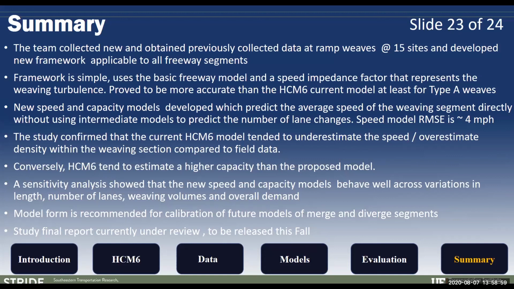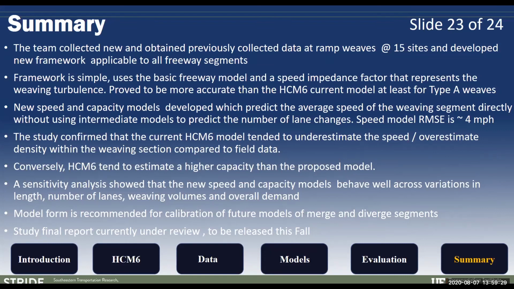I didn't talk too much about the literature, but it does confirm a lot of what we heard both in the literature and anecdotally, that the HCM model tends to overestimate density or underestimate speed compared to the field data. On the other hand, even though it does predict slightly higher capacity than our model does, we showed that our models are very sensitive across the board.